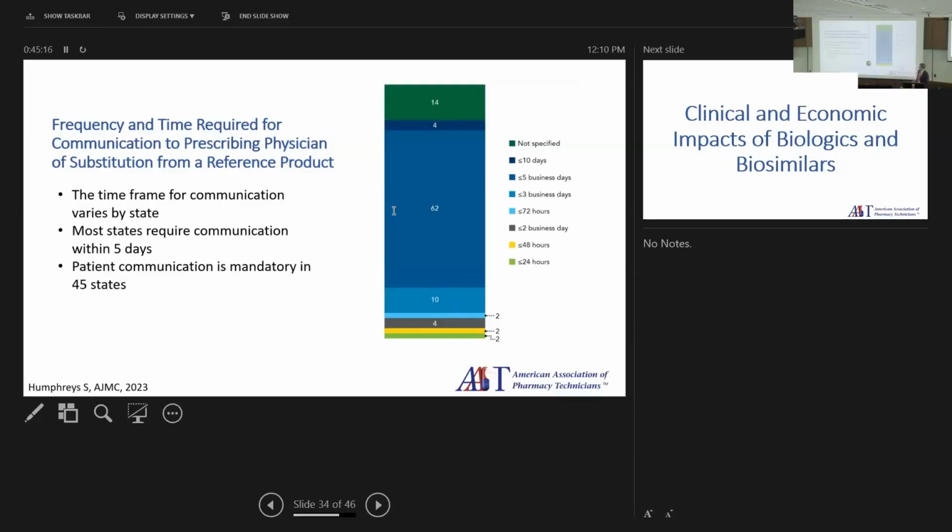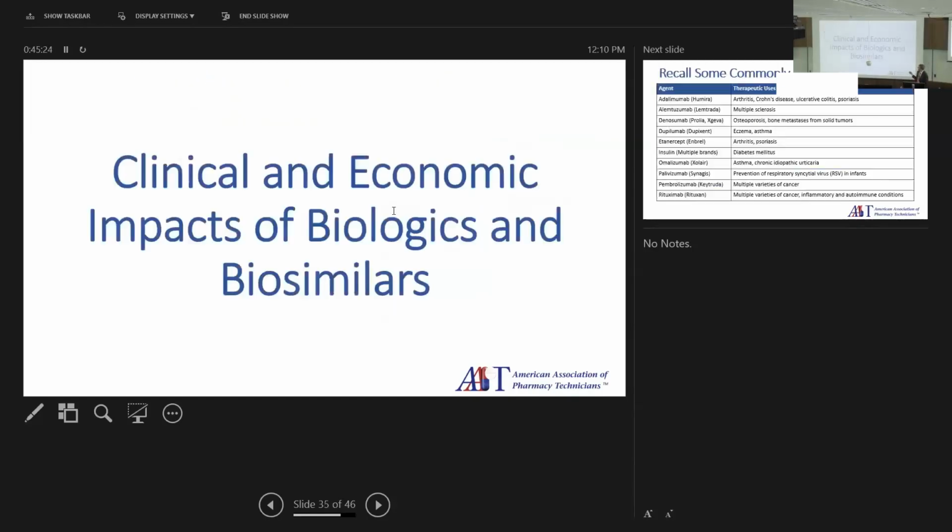And then patient communication, as we mentioned, is mandatory within 45 states. So most states require you to notify the provider and notify the patient. Okay, so that is how biologics and biosimilars are regulated.